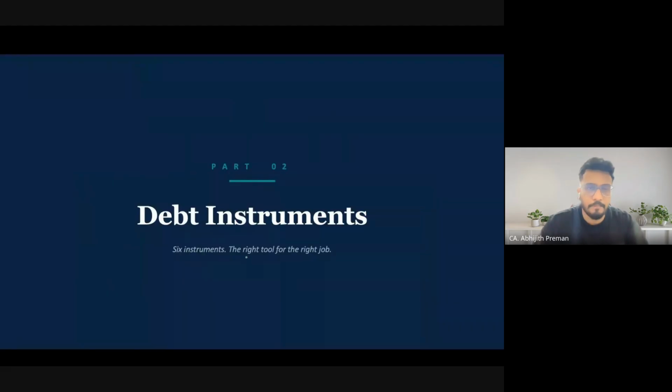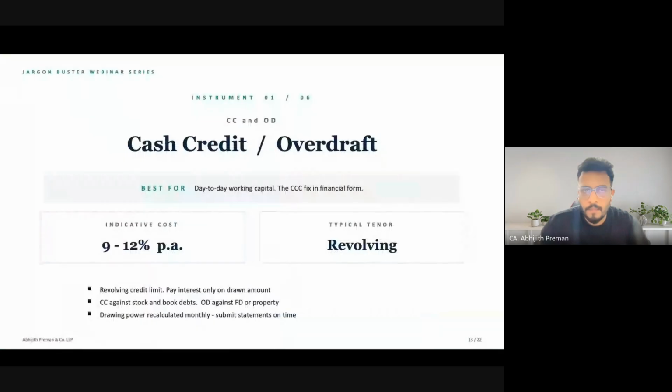Now we'll come to the second part, debt instruments. We'll discuss 6 instruments. The first one is cash credit or overdraft. Most of you might have heard this. Cash credit or overdraft is simply like a negative savings bank account, I would say. You get a limit, say up to 5 lakh, that you can utilize in negative.